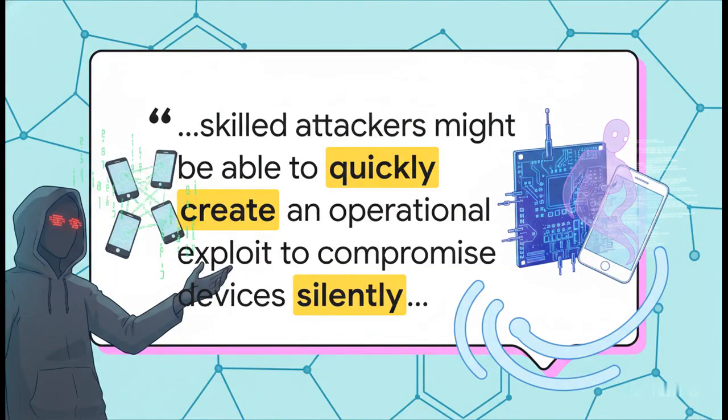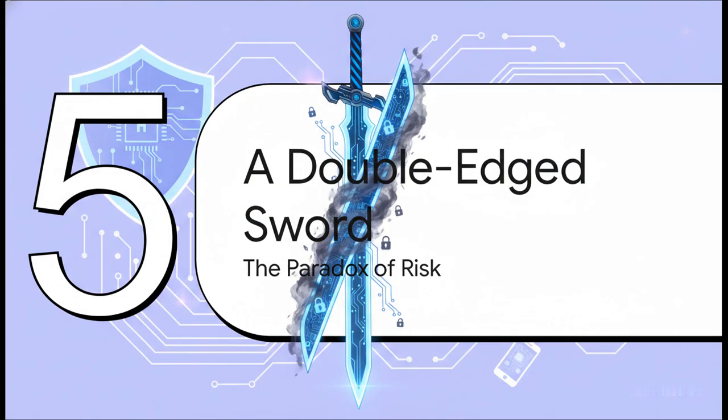And don't just take my word for it. The researchers at Google put it very bluntly. They said a skilled attacker could use this knowledge to compromise phones silently and remotely. They become a ghost living inside the radio of your device, completely invisible to Android and all of its security protections. So, what's the big takeaway from all this?